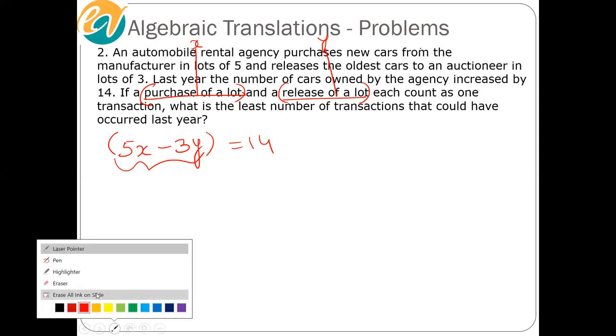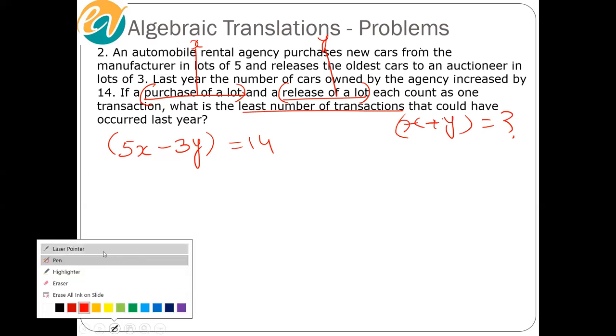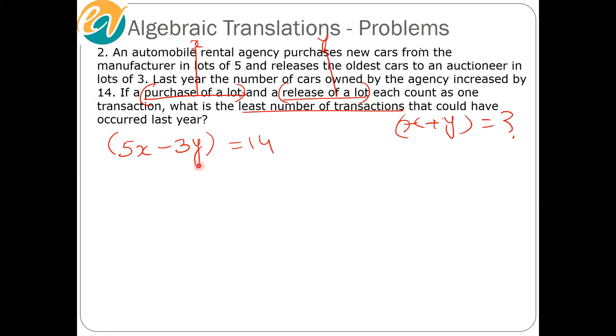And by the way, it's always good to keep an eye on what we have to find out. We have to find out the least number of transactions, which means we have to find out the value of x plus y. Correct? So this is where we seem to be stuck. The reason I say that is because from the given information, it looks like there is no other equation that we can construct. So we are now stuck with just one equation and two variables. So any idea how do we proceed on this?